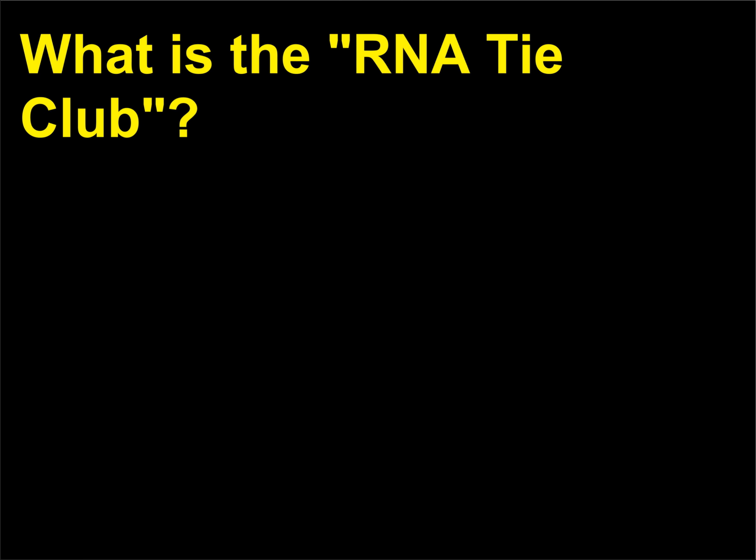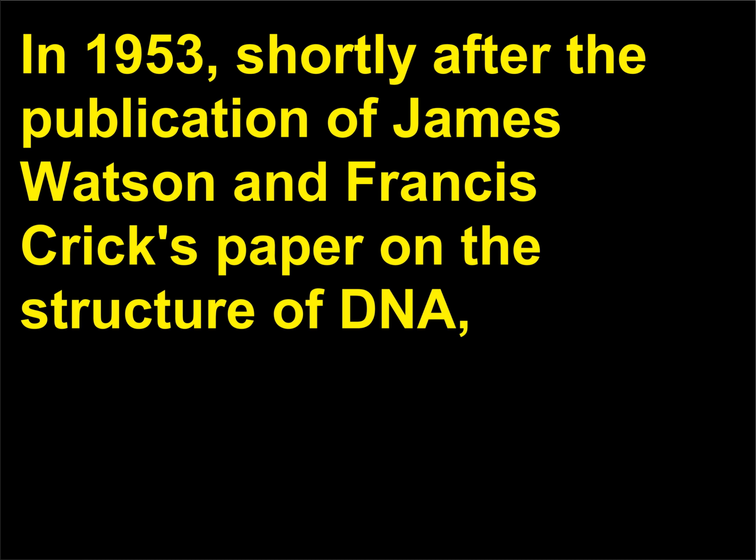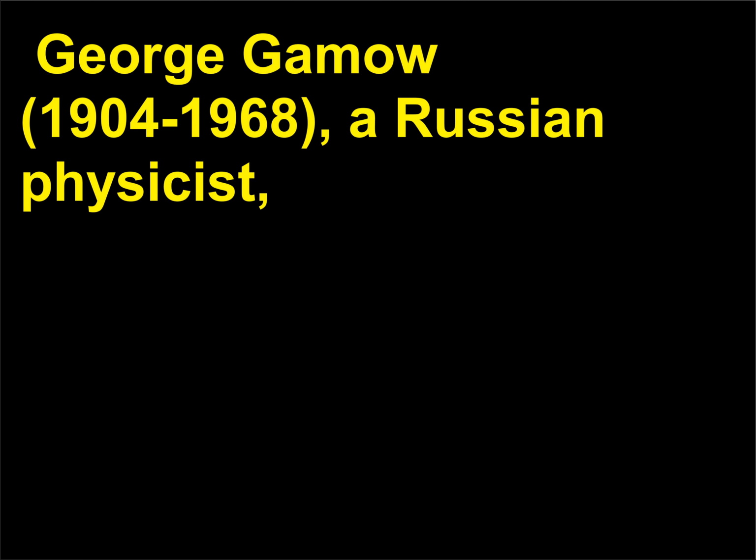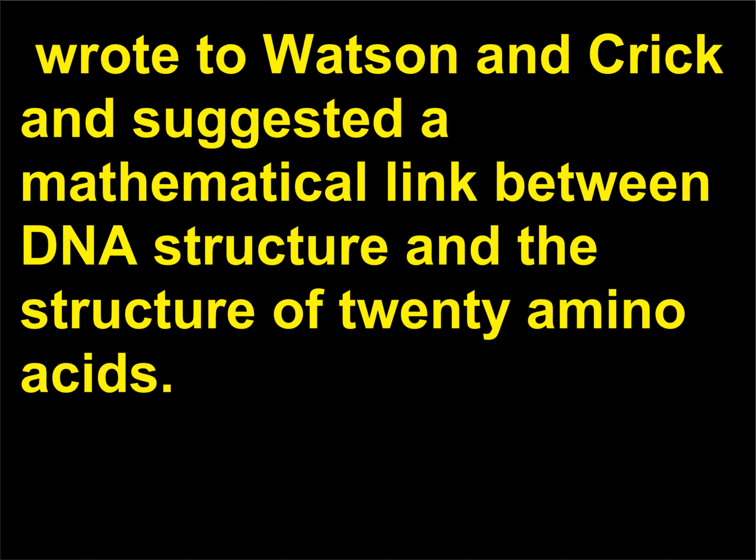What is the RNA Tie Club? In 1953, shortly after the publication of James Watson and Francis Crick's paper on the structure of DNA, George Gamow, 1904–1968, a Russian physicist, wrote to Watson and Crick and suggested a mathematical link between DNA structure and the structure of 20 amino acids.